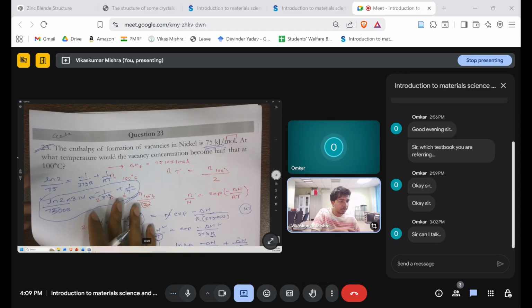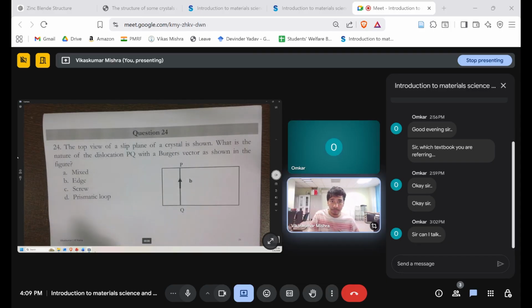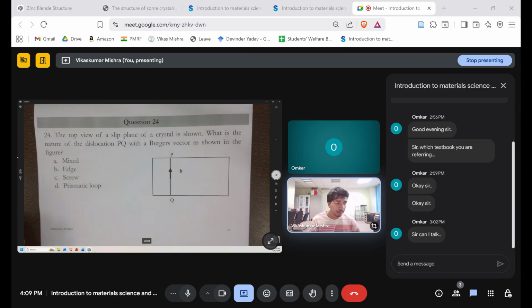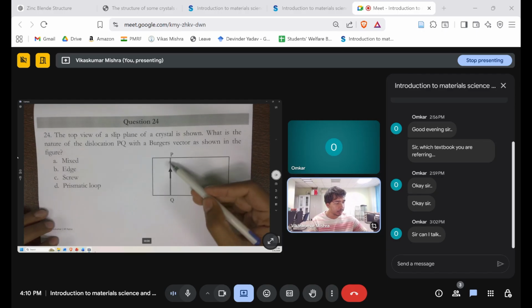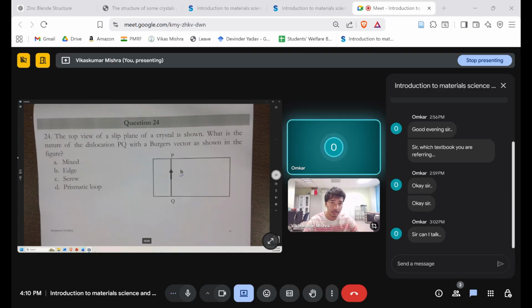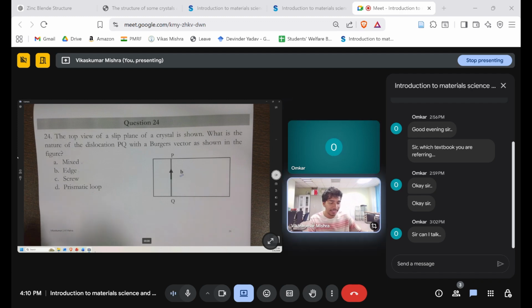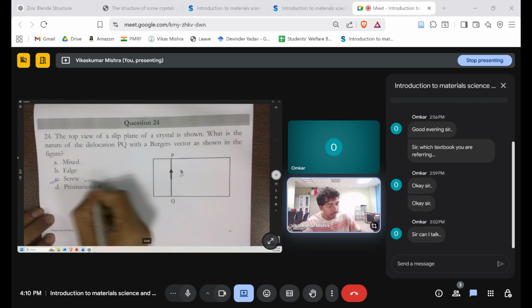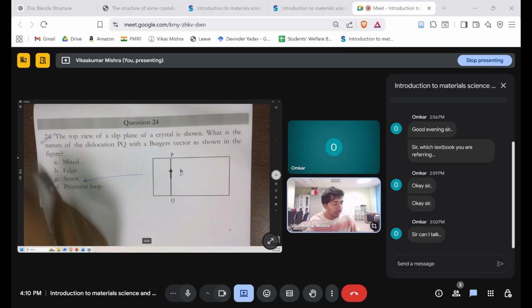Okay, let's move to the next part, question number 24. This is a Burgers vector. PQ is a dislocation line. Burgers vector is given to us. We have to find whether it's a mixed, edge, screw, or a prismatic loop. It's parallel, right? So it's a screw. It's a screw. Great. It was so easy. Let's move ahead.